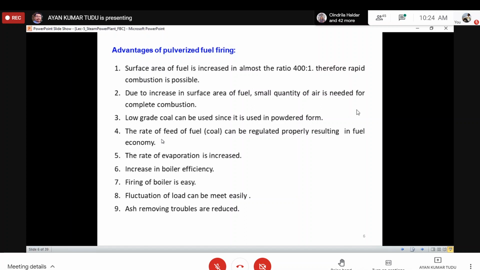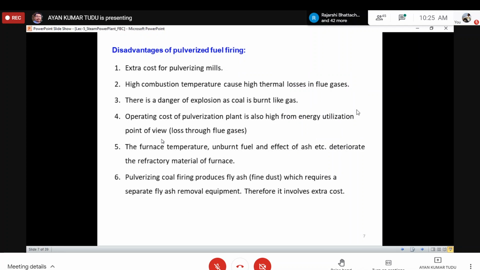Can you tell me what are the disadvantages? What are the disadvantages? Number one disadvantage that is coming into our mind is our extra cost. Correct? The pulverizing means we have to grind the coal, because of which it involves extra cost. So number one is our extra cost for these pulverizing mills.